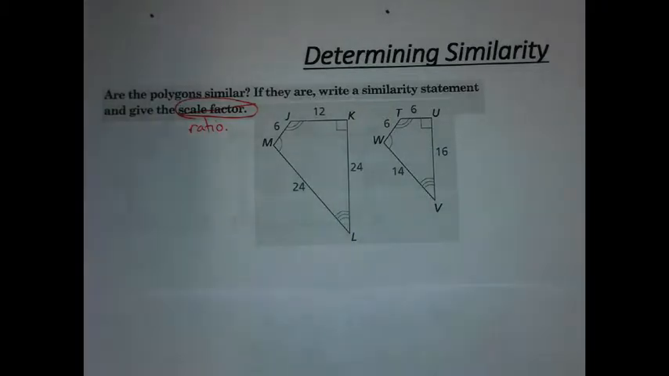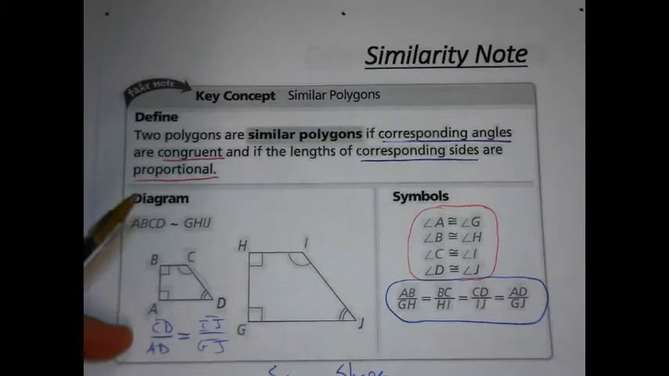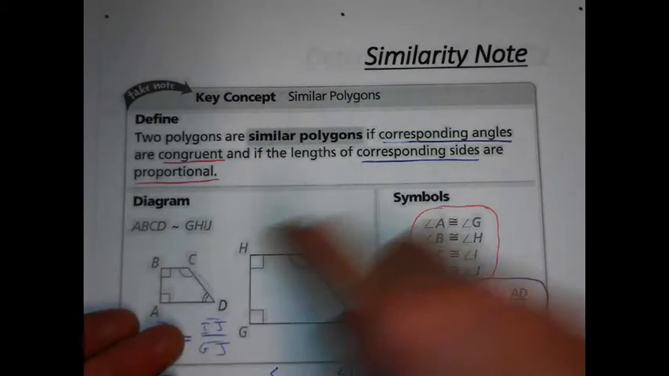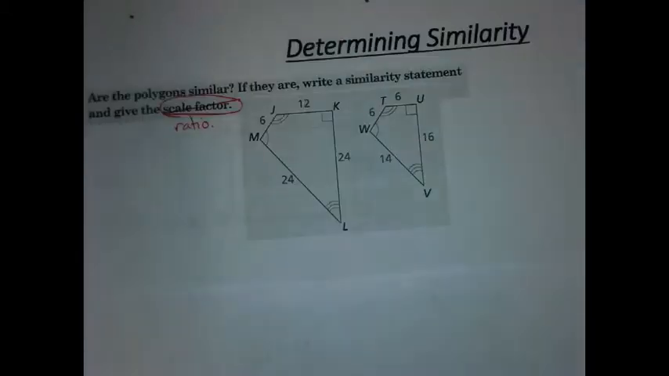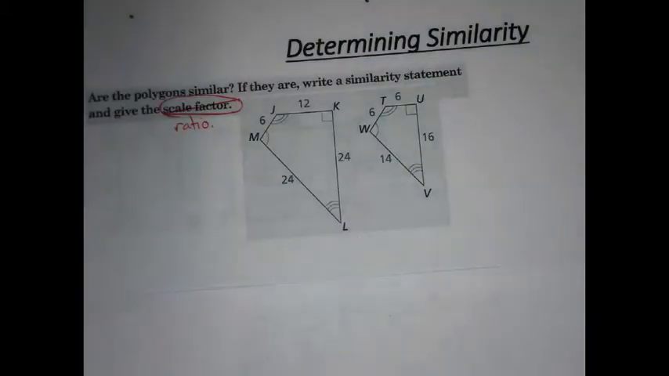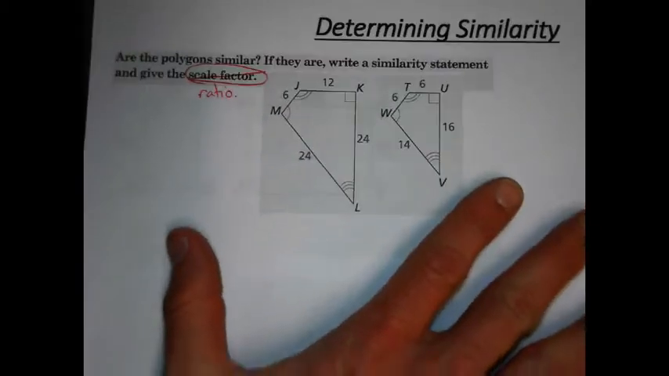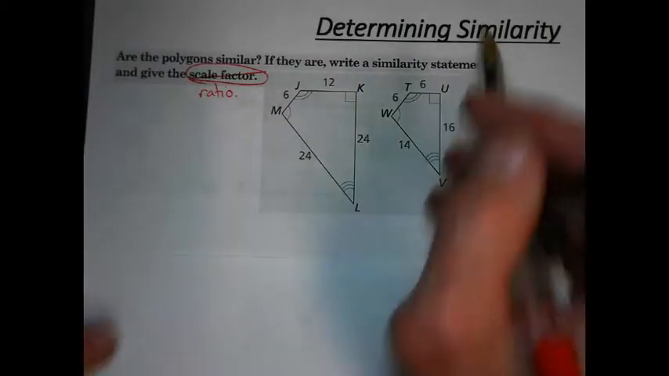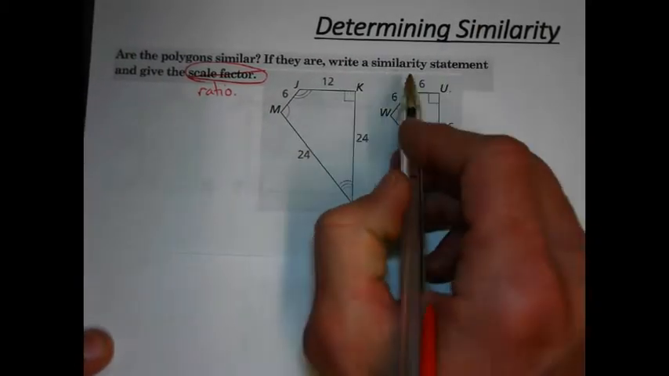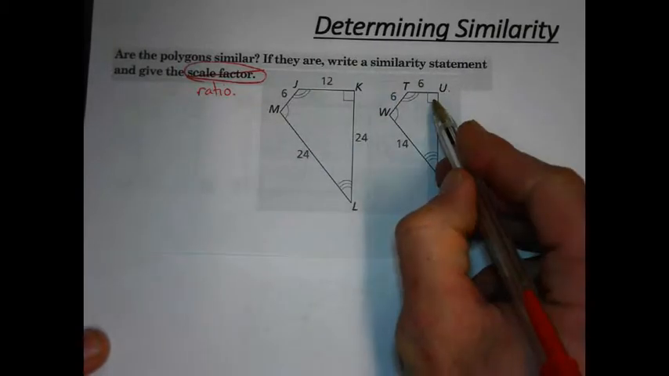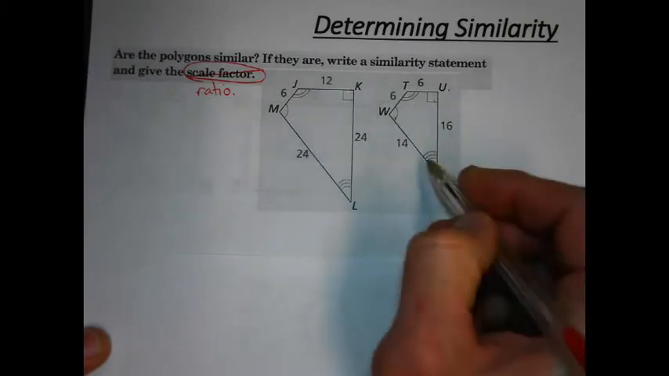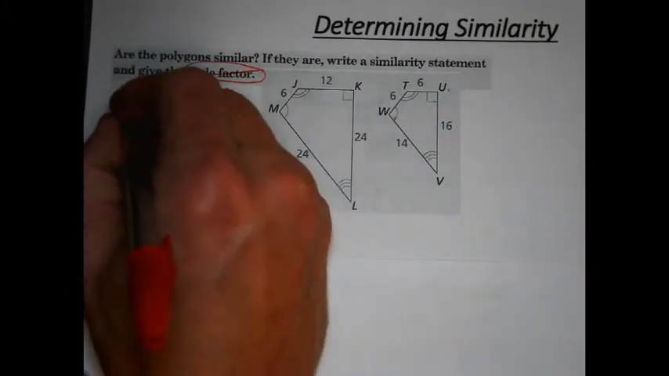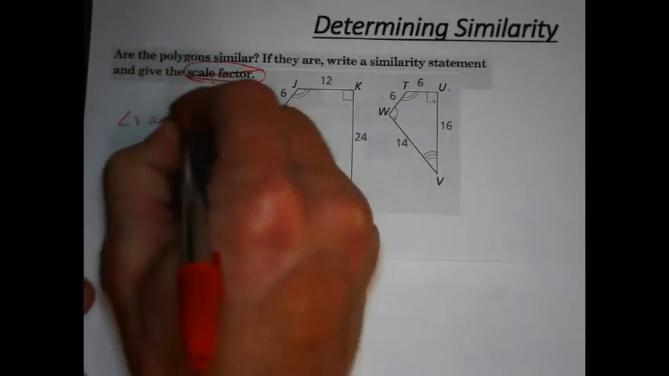So we want to go back to that note from the previous lesson. How do we know if we have similar polygons? If corresponding angles are congruent, and if the sides are proportional. So angles congruent, sides proportional. Now we look at these two diagrams, and we can see, hopefully, that we have corresponding angles: U to K, T to J, W to M, and V to L. Are the angles that correspond congruent? Absolutely yes. So the angles are congruent. We have that. So that checks out.